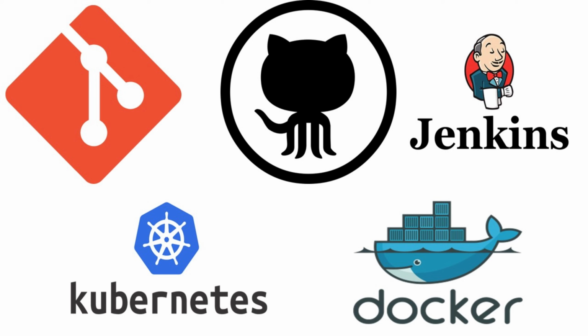Today we have an exciting project to share with you. We will be showcasing how to build a complete DevOps pipeline using Git, GitHub, Jenkins, Docker, and Kubernetes. So let's get started. But before we get started, let's quickly recap what each tool does.